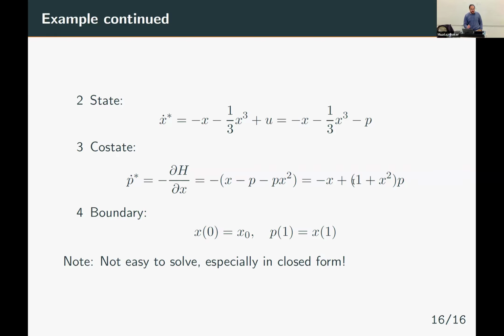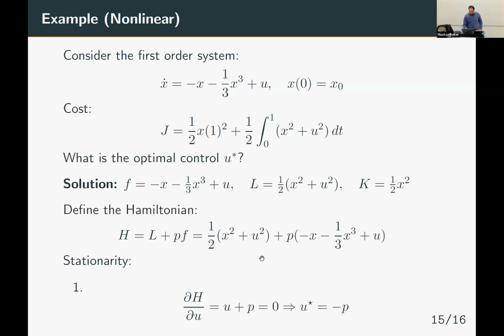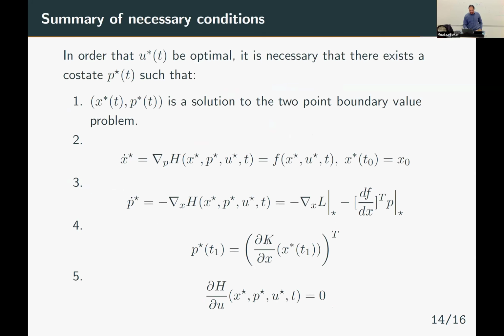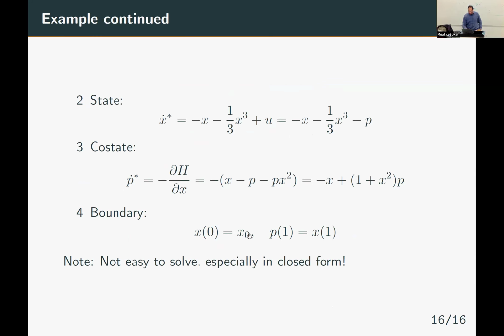Okay, this is why I mentioned the two-point boundary problem, which means two coupled ODEs with two boundary conditions. This is one ODE with x at t0 equal to x0. And this is the second one, we need its boundary condition. Now, the boundary condition comes from this condition here. You take k differentiated with respect to x, evaluate at x star t1. There's no transpose because it's just one scalar, right?